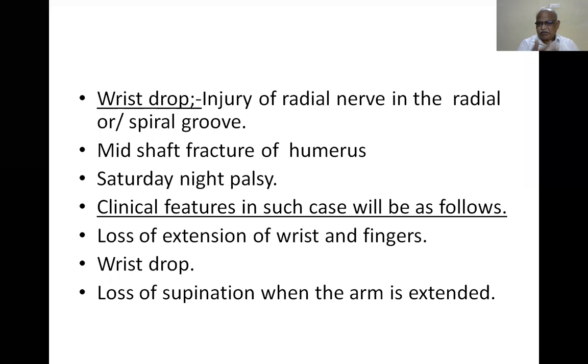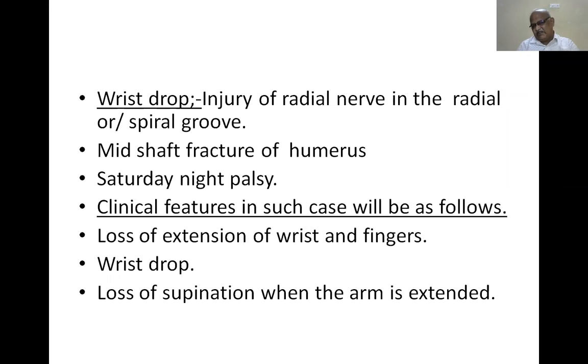Now, the triceps muscle is an extensor of the elbow joint, so it is paralyzed. So motor loss, sensory loss, and cutaneous loss. You can divide the injury of the radial nerve into three parameters: motor loss, sensory loss, and cutaneous nerve supply loss. With these three parameters, you can study the radial nerve injury at the axillary level, in the spiral groove level, and also at the elbow level.